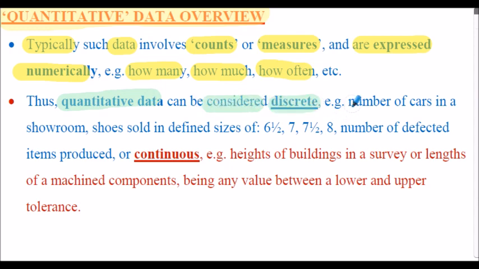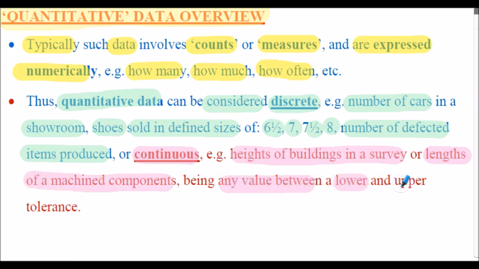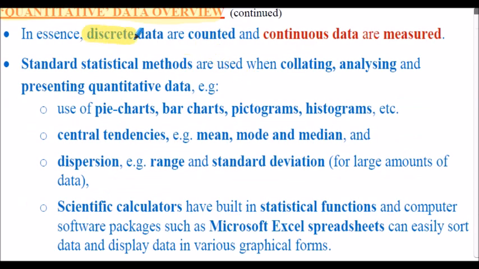For example, the number of cars in a showroom, shoes that are sold in defined sizes such as 6.5, 7, 7.5, 8, etc. and the number of defective items produced from a production line. Or quantitative data can be considered continuous. In other words, heights of buildings in a survey, lengths of machine components that have any value between the lower and upper tolerance. So in essence, discrete data are counted, continuous data are measured.